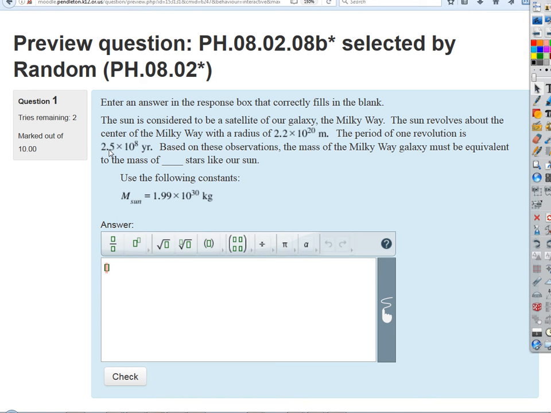We know the radius of our distance. We know our distance from the center of the galaxy is about 2.2 times 10 to the 20 meters, right? Huge, huge distances. But we ought to be able to then make an estimate as to what the mass of the Milky Way is, right? Does that make sense?